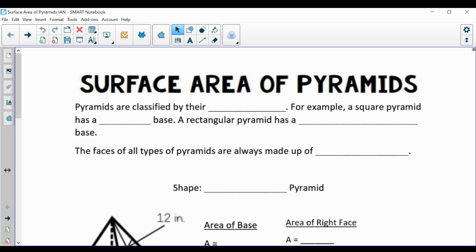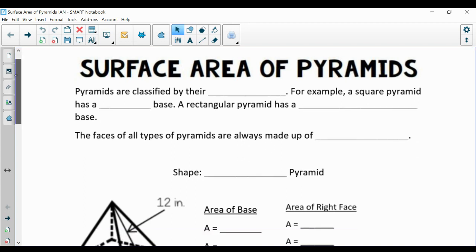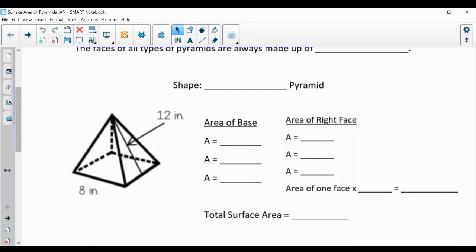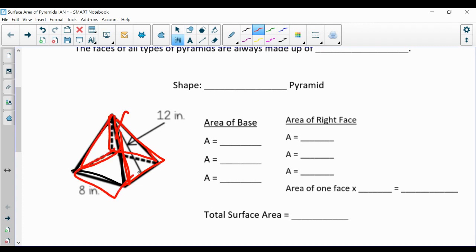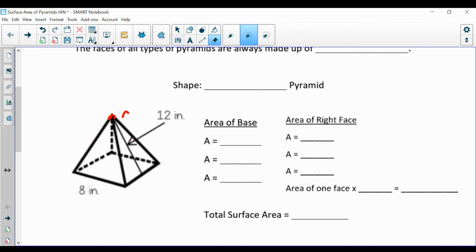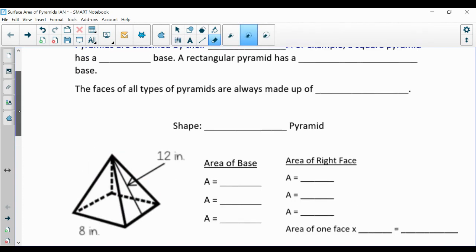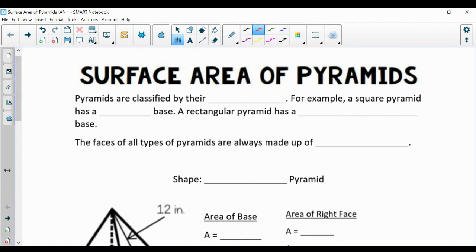Just as a reminder, surface area is just us finding the area of all of the surfaces of a three-dimensional shape. So in this case, we're talking about pyramids. If I'm looking down at this pyramid, I'm trying to find the area of each of these triangles, all four of those triangles, and then that square base. So that's our goal, to find the area of each of those surfaces. So let's go on up and take these notes.